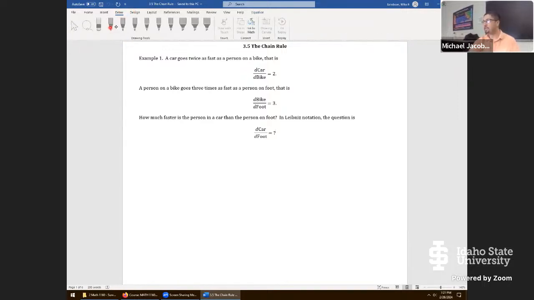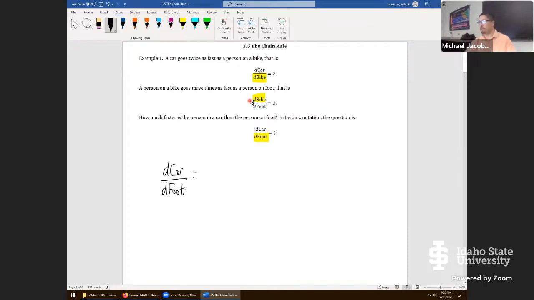The first one was relating the rate of speed of the car with respect to the bike. The second one was relating the bike to being on foot. And the question is talking about being on foot. These, in fact, are all tied together now in one kind of chain, hence the chain rule. So we can break down this question by saying it should really go like this. So this portion is the question, and you can relate it by thinking of, well, we don't know how fast the car relates to being on foot, but we can move backwards. We know how fast the bike relates to being on foot.